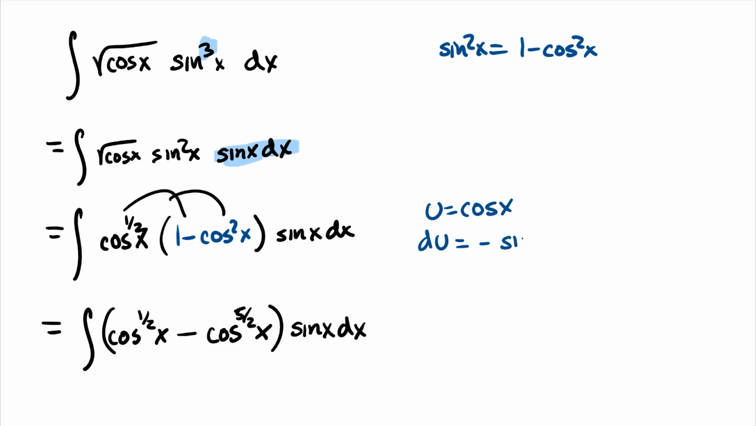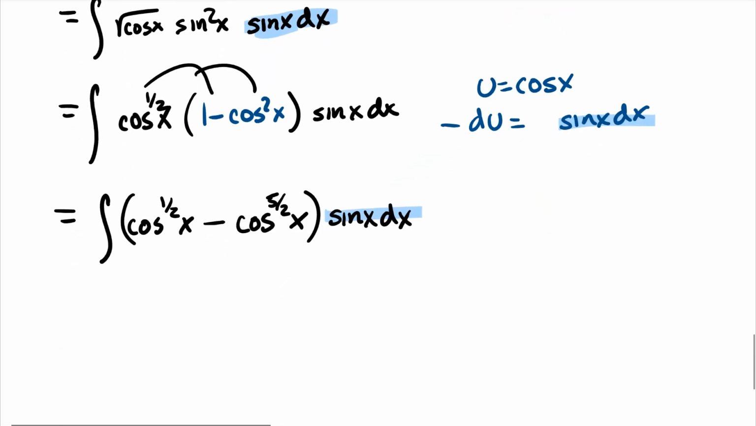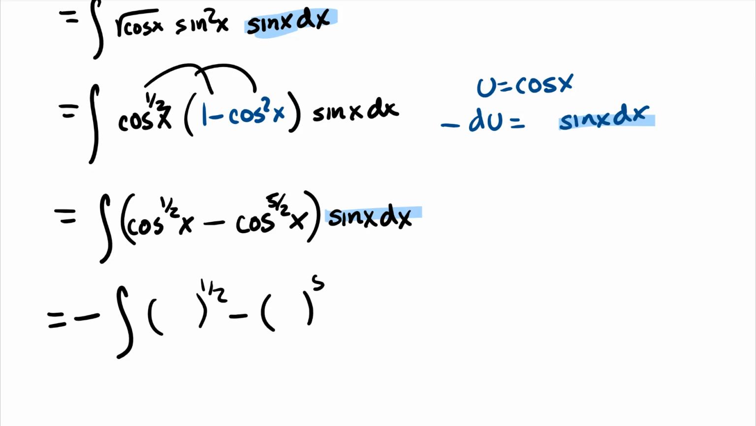Du is equal to negative sine of x dx. And once again, I'm cheating and just bringing the negative over to the other side. There we are. We got it. There's our negative du. So now we just go through and replace everything. So negative integral of, wow, I made it better, didn't I? So there's something to the 1/2, minus something to the 5/2, and that's u. And then we just end up with our du at the end.